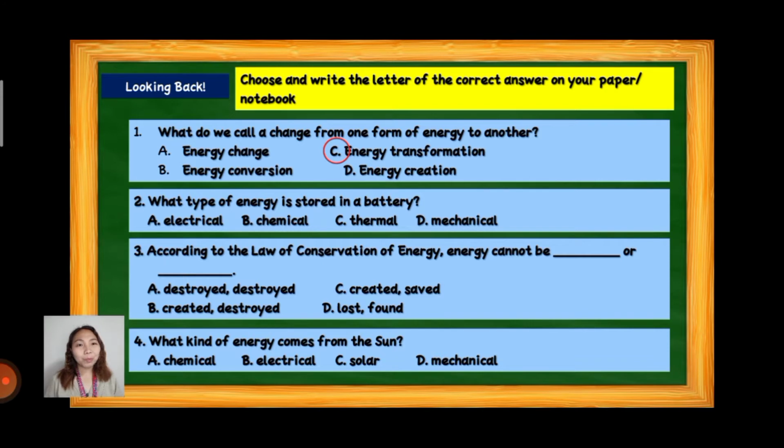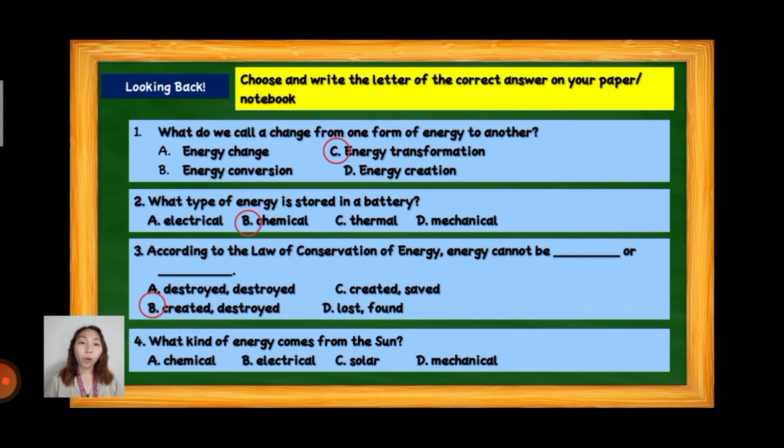Okay, number 2. What type of energy is stored in a battery? Very good. The answer is letter B, chemical. Na-stored siya sa battery. Okay, number 3. According to the law of conservation of energy, energy cannot be blank or blank. Very good. It cannot be created or destroyed. The law of conservation of energy.